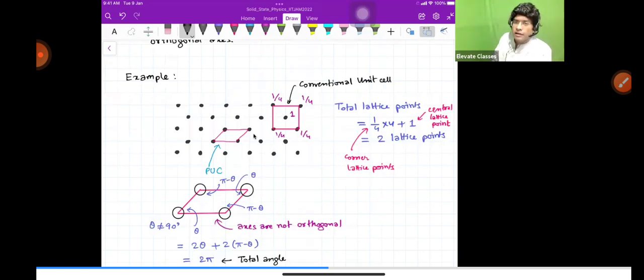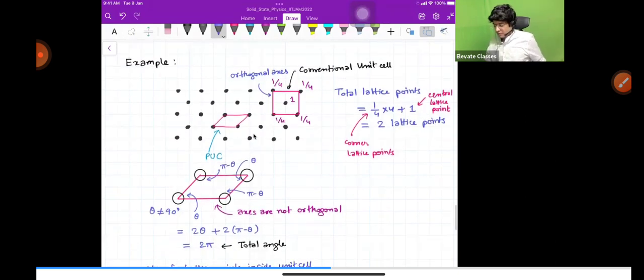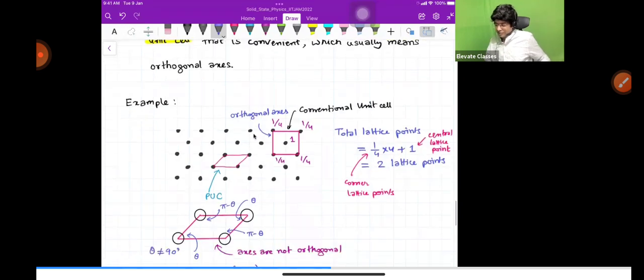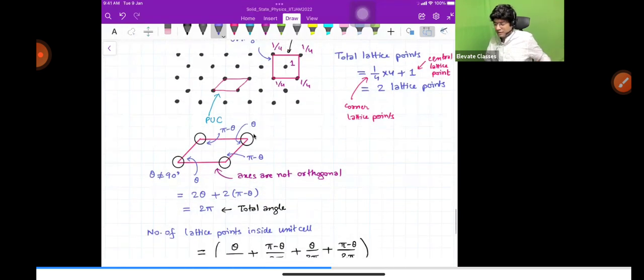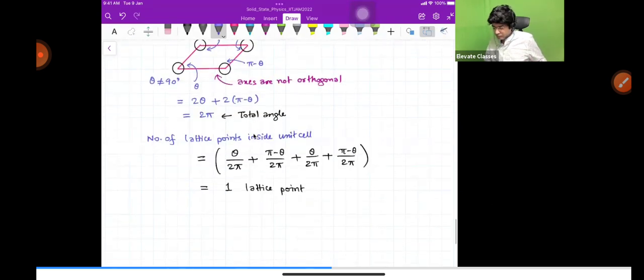And what is this thing? You can see the axes here are orthogonal. So orthogonal axes. It is convenient to use, that is why we use it. So this is the difference between all the unit cells. We have learned the unit cell, primitive unit cell, conventional unit cell. Is this clear?